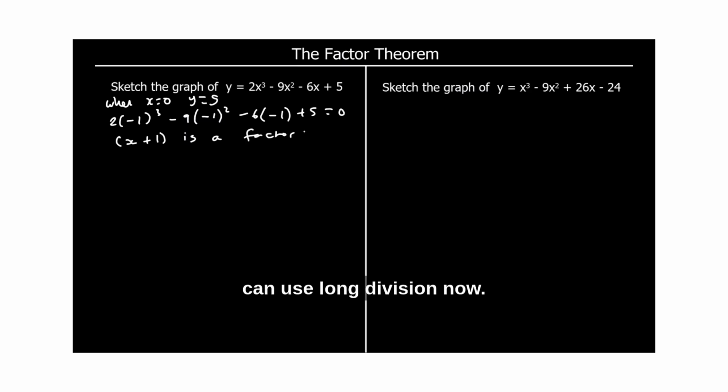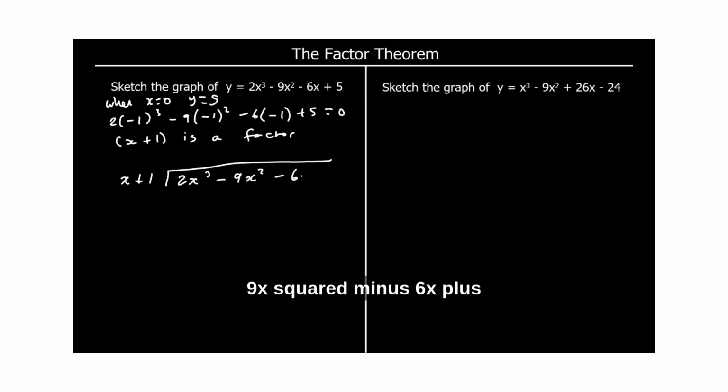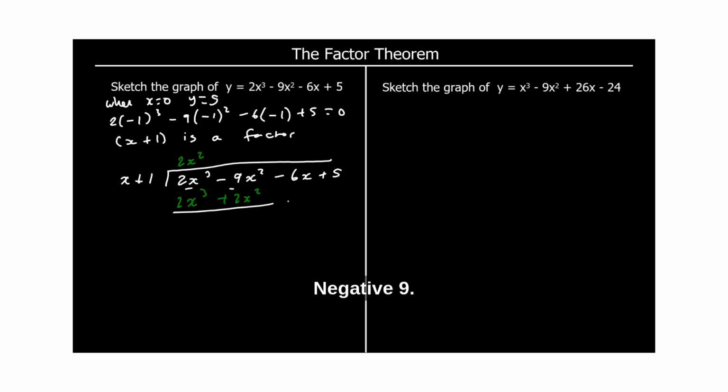I can use long division now. So x plus 1 and 2x cubed minus 9x squared minus 6x plus 5. 2x cubed over x is 2x squared times by 2x squared. So 2x cubed, 1 times 2x squared is 2x squared. Take away. Negative 9, take away 2 is negative 11. I've got negative 11x squared. Bring down the next term.